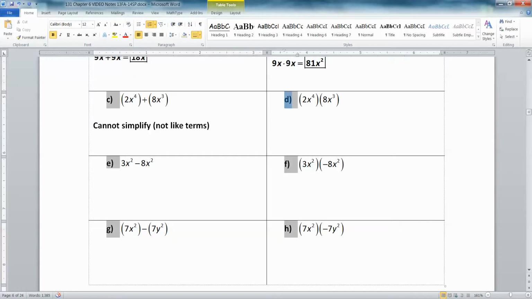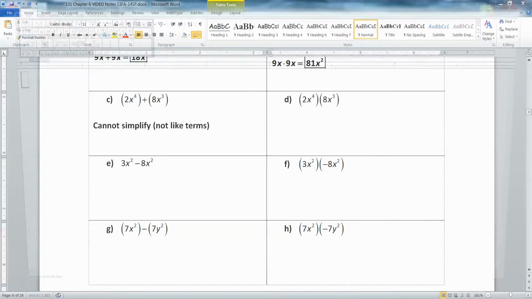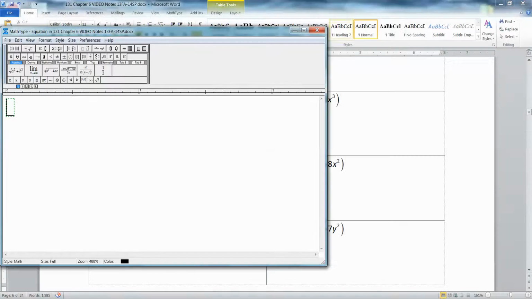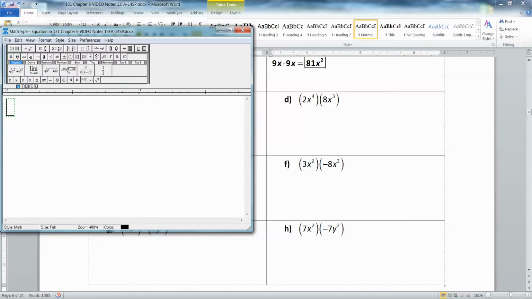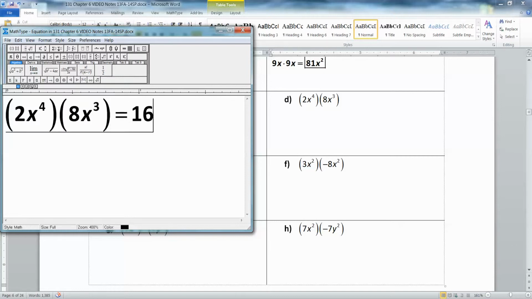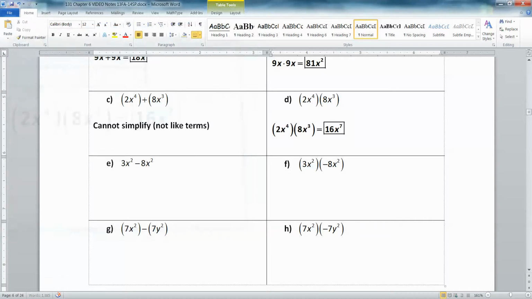Well, what about D then? You might be thinking, well, D is a different story because I'm not trying to add them, right? I'm trying to multiply them. In multiplication, I don't need them to be the same, right? Multiplying, you just multiply. So you say, let's see, 2x to the fourth times 8x to the third. You just multiply. You say, okay, 2 times 8 is 16. X to the, and then with these powers, you add them. 4 plus 3 makes 7. Done.